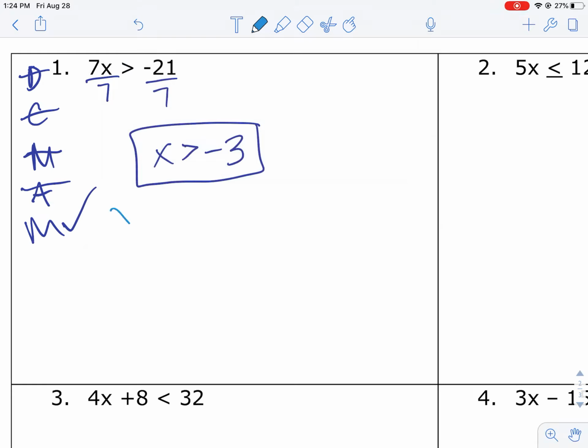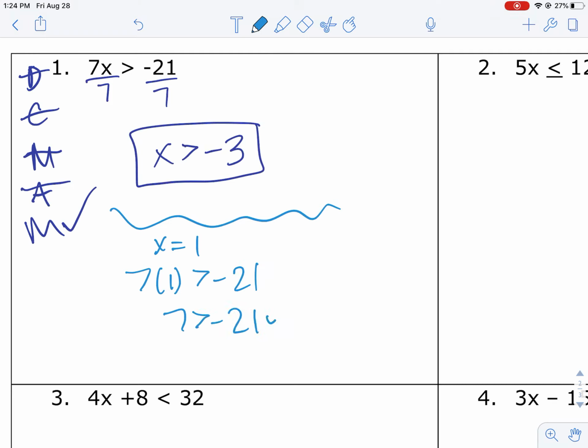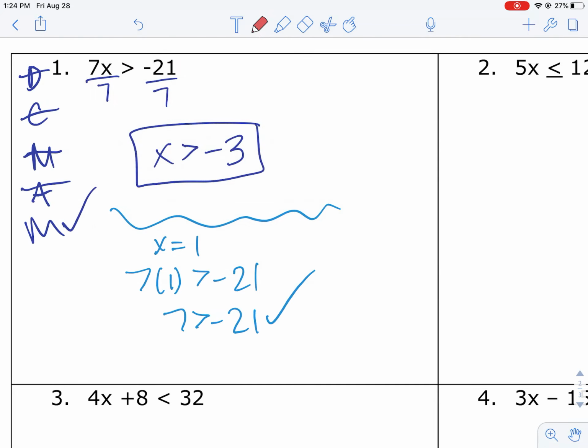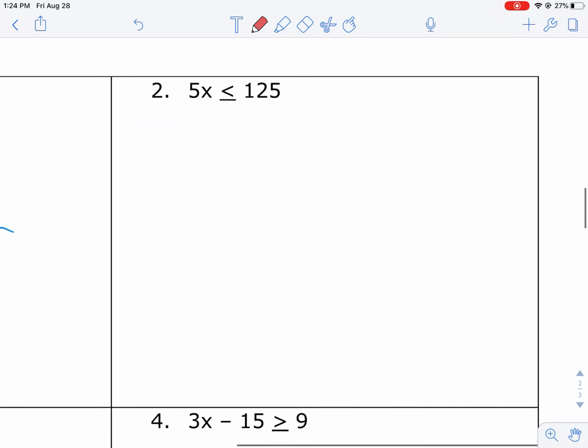So to check this, I'm going to pick a number greater than -3. So 1. 1 is greater than -3. If I plug in 1, I get 7 is greater than -21, which is true. So number 2.